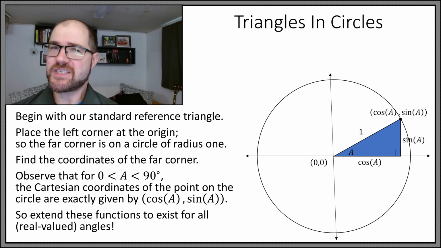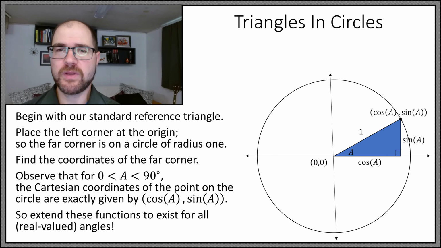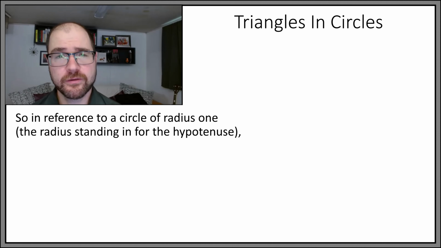So we just extend cosine and sine to be acting on any angle we want by moving around this circle through larger or smaller angles. So in our reference circle that has radius 1, the radius of the circle is taking the place now of the hypotenuse of our right triangle.